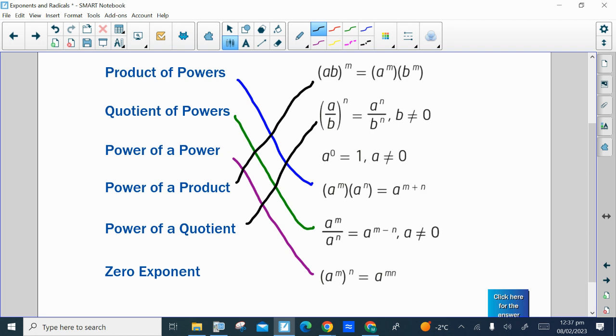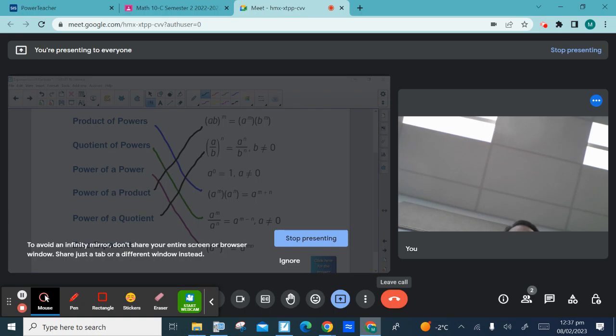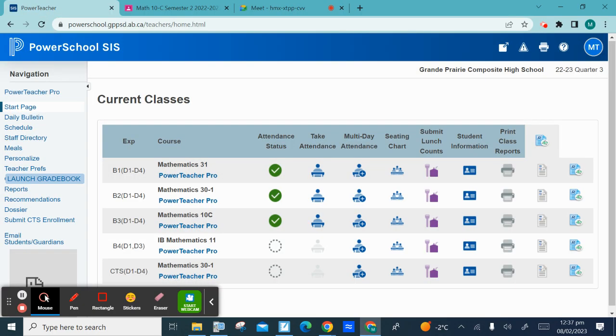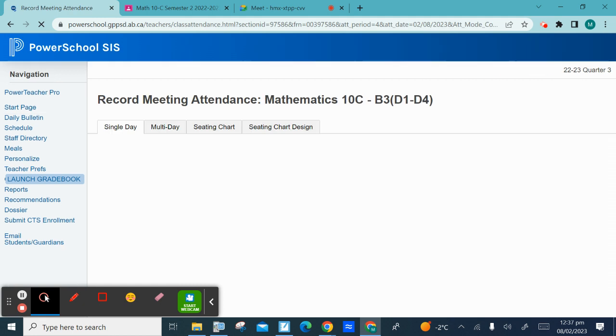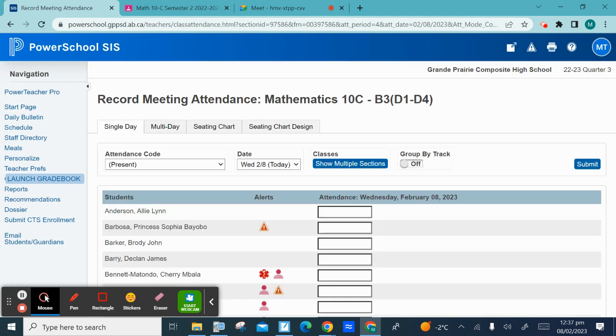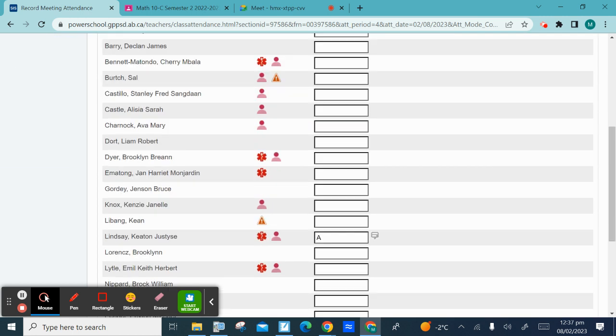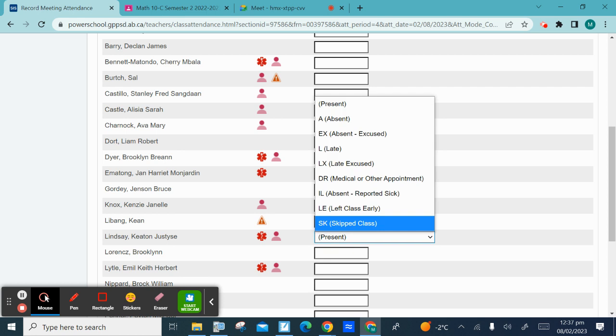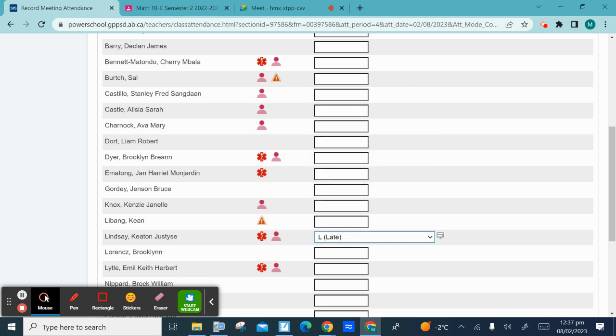You need to be to class on time, okay? You need to grab the booklet that's on the side there. Chapter 4 or Unit 2, I think it says. And you're Keaton? Correct? Keaton? Yeah.